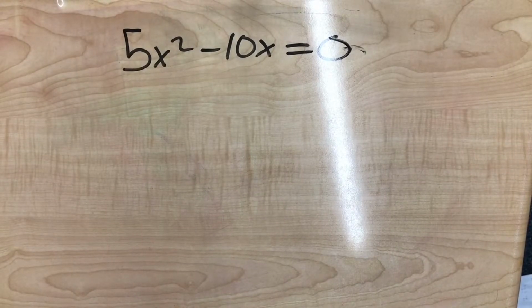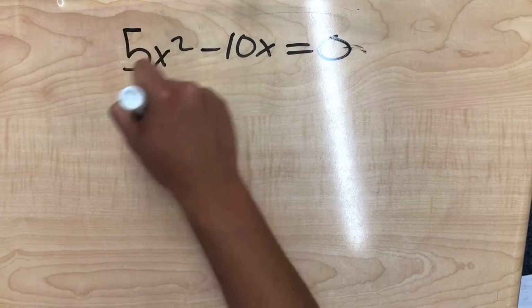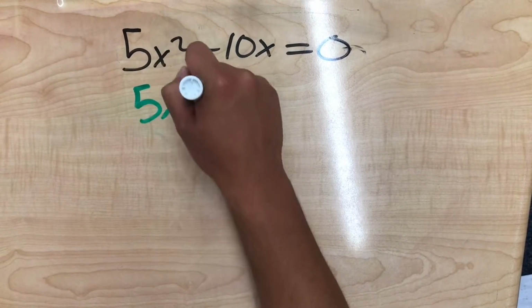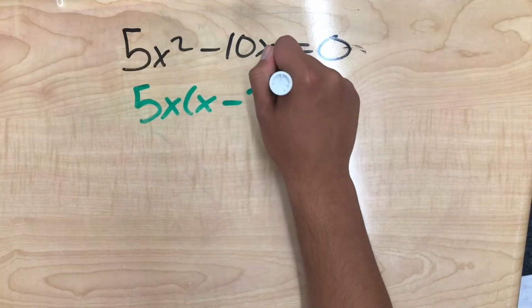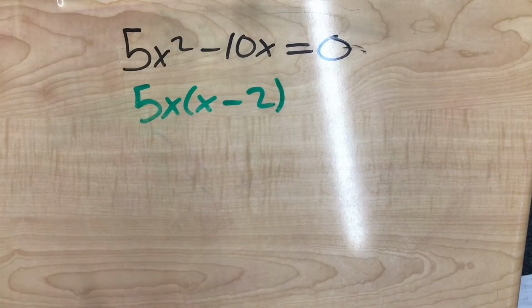Alright, let's try a harder one. For this one, we're going to be doing 5x squared minus 10x equals 0. For this one, you're going to need to know how to factor. When factoring, we are finding what to multiply together to get an expression. It's like splitting an expression into a multiplication of simpler expressions.